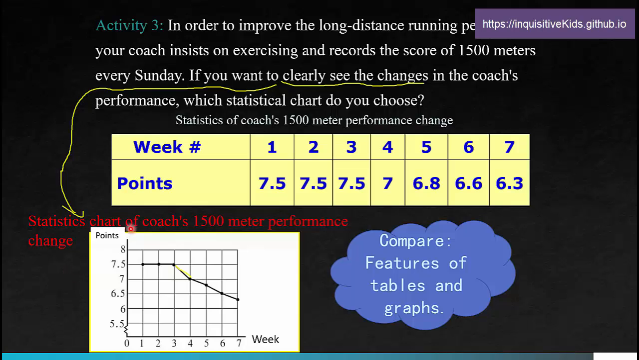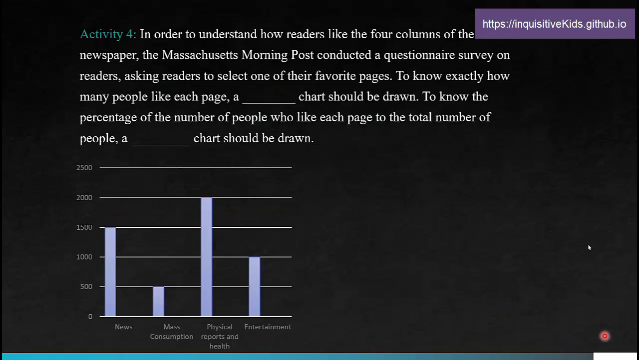Activity 4. In order to understand how readers like the 4 columns of the newspaper, the Massachusetts Morning Post conducted a questionnaire survey on readers, asking readers to select one of their favorite columns. To know exactly how many people like each column, a blank chart could be drawn. To know the percentage of the number of people who like each page to the total number, a blank chart could be drawn.